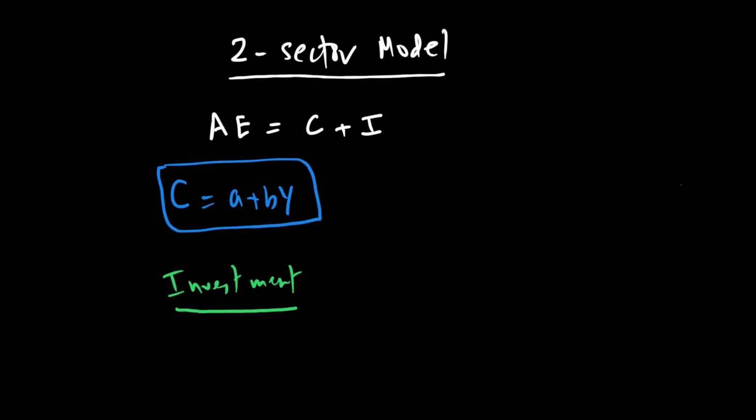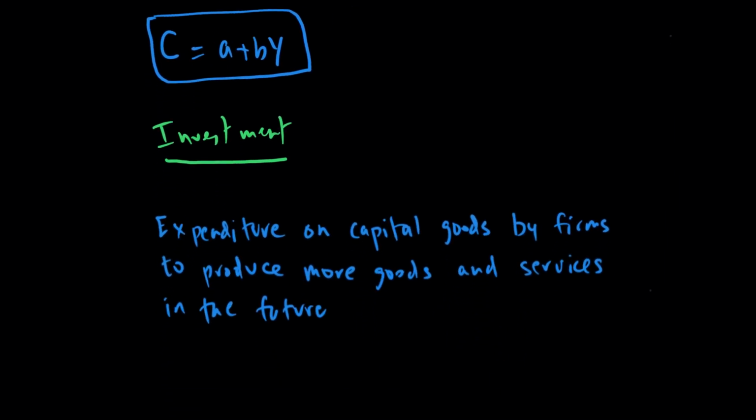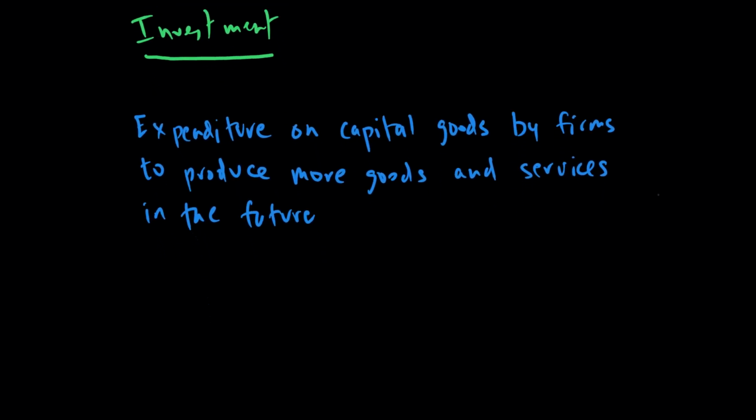What is investment? Well, we say investment is simply expenditure on capital goods by firms to produce more goods and services in the future. So the expenditure of investment is done by firms and not by households, and the reason why the firms are doing this expenditure is primarily because they want to produce more goods and services in the future. So this is where expenditure on capital goods is useful, because it allows us to make more goods and services in the future.